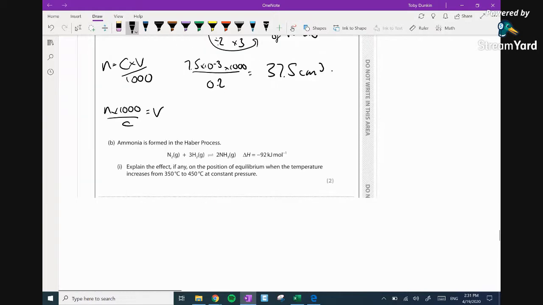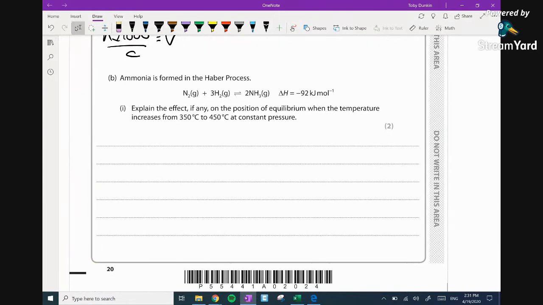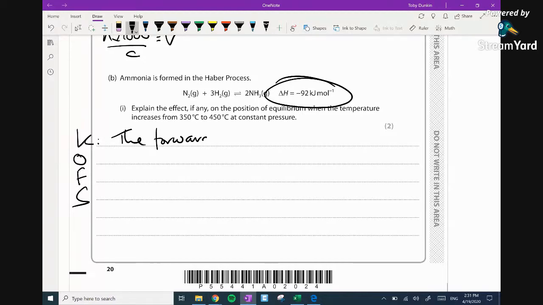Next, ammonia formed in the Haber process. Explain the effect, if any, on the position of equilibrium when the temperature is increased at constant pressure. Right, so we're running COFs as normal for equilibrium. We get used to this process. So knowledge. For temperature, the knowledge is all about the reaction in terms of enthalpy change. So knowledge. The forward reaction is exothermic. Forward reaction is exothermic because it's minus. Nice and easy.